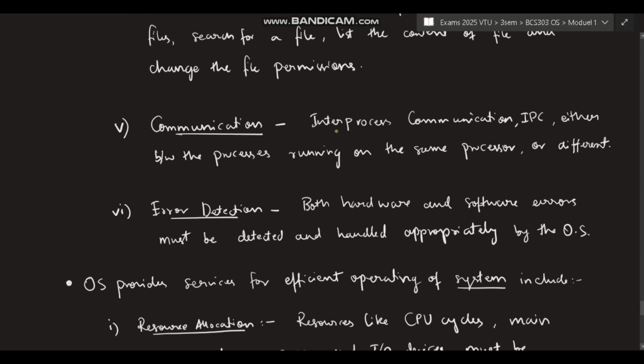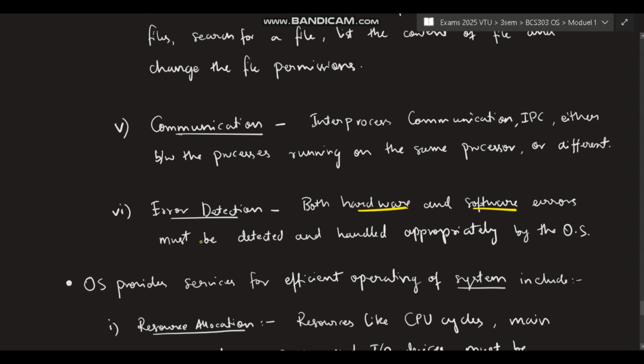Okay, the other one is communication. Communication means inter-process communication, or IPC, either between processes running on the same processor or different processors. So there will be different processors present, performing different tasks, and OS will ensure that communication can happen between them wherever it is required.